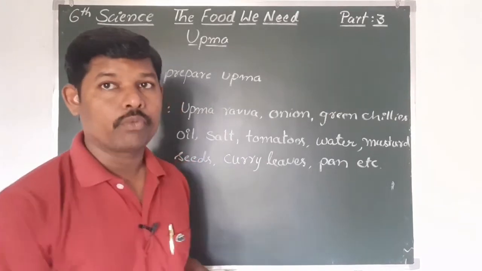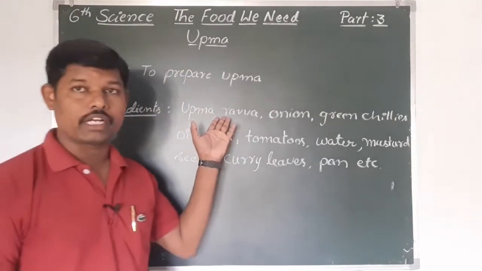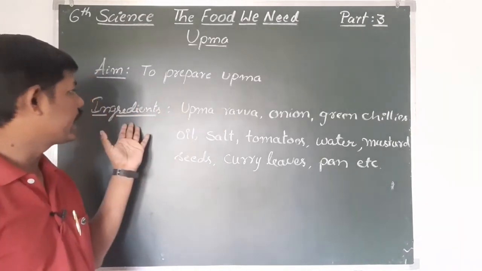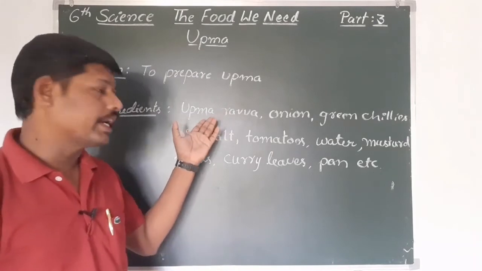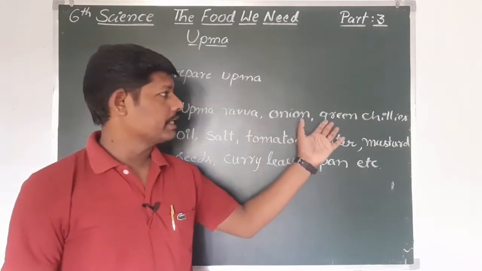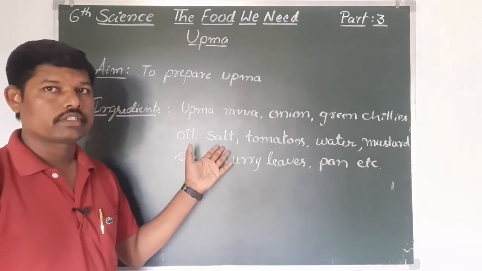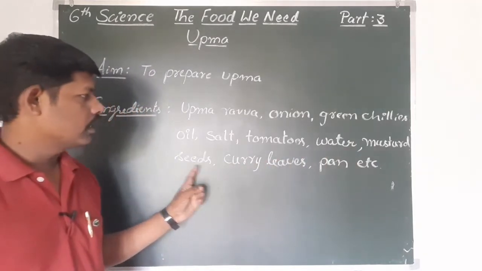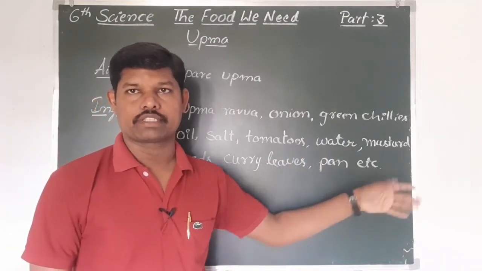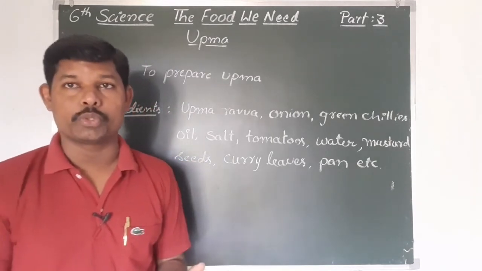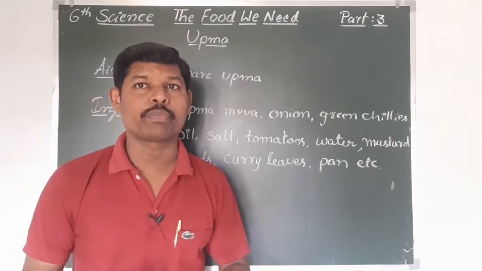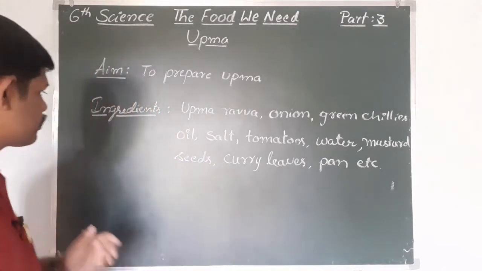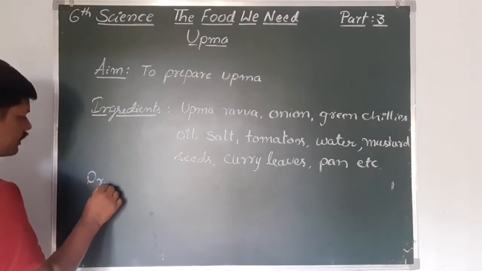So now we have the required material. First one, our aim to prepare upma, and next, what we need, ingredients: upma rava, onion, green chilies, oil, salt, tomatoes, water, mustard seeds, curry leaves, and pan, etc. Okay, next one, how to do. The next step is how to prepare upma. That means procedure. We have to follow the procedure. Okay, so what is the procedure? Let us see.